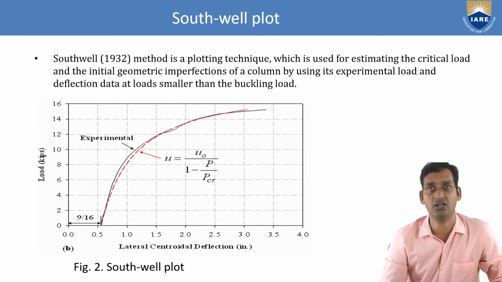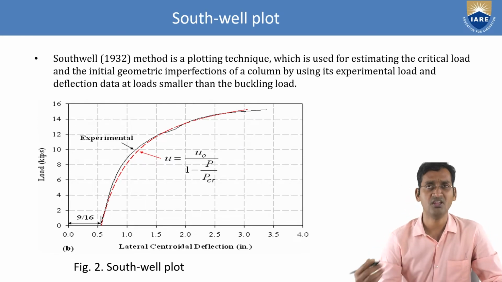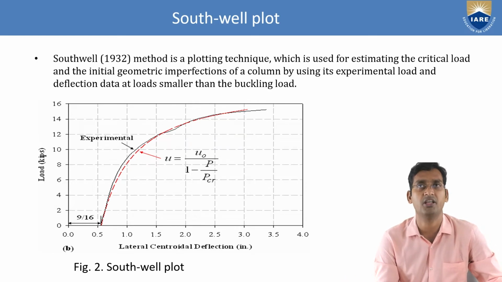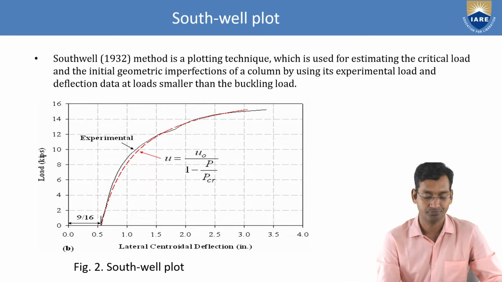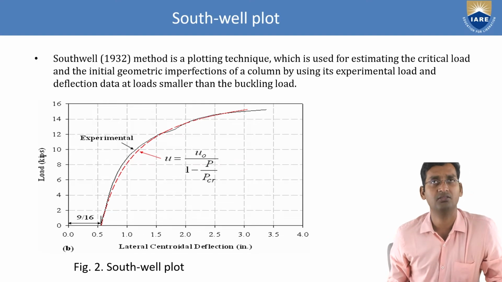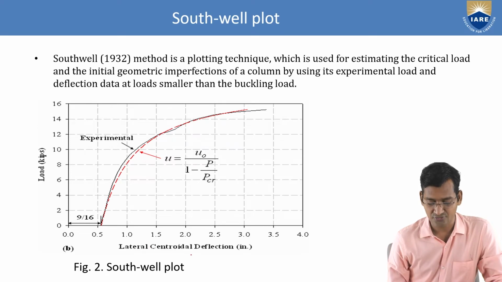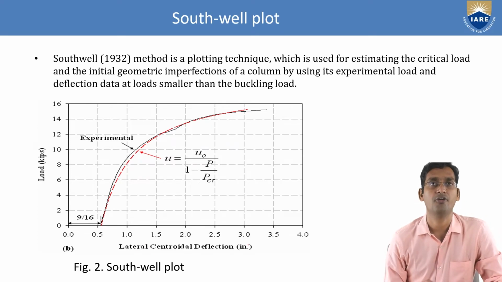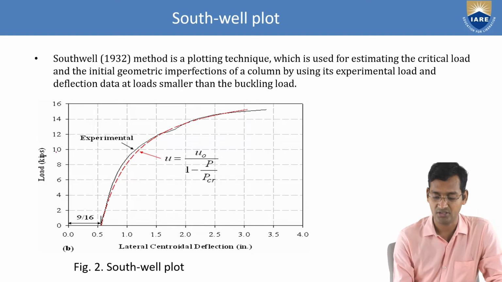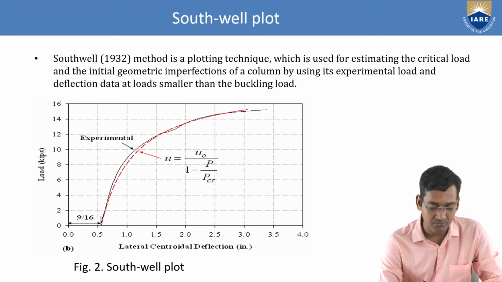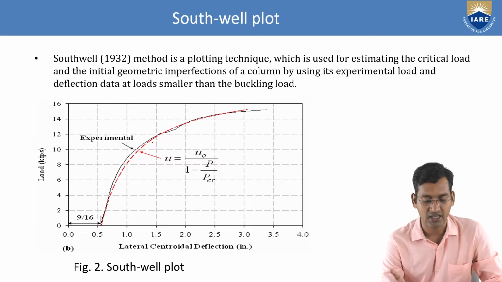So whatever the buckling load is, apply a lesser load, so that with the experimental data you can find where the geometric imperfections are. It was given by Southwell, that's why it is called the Southwell plot. Just see here, in this case it is lateral centroidal deflection versus load. We have to find load versus deflection, that is the experimental data. The black one is the experimental one and the red one is what we derived just now.